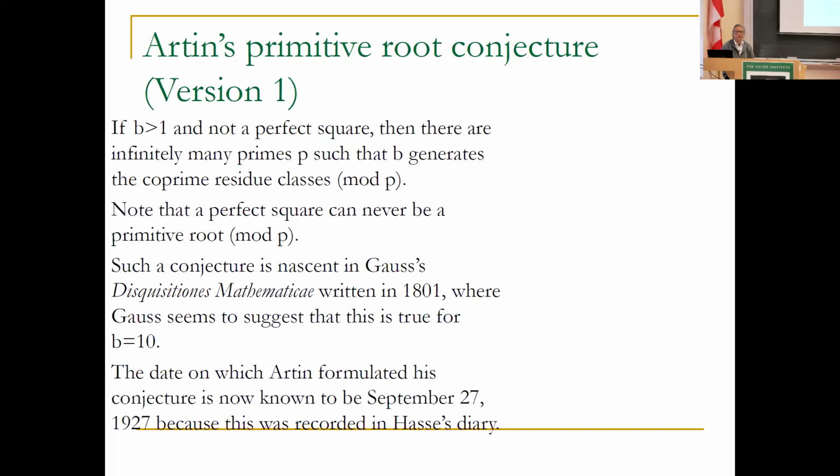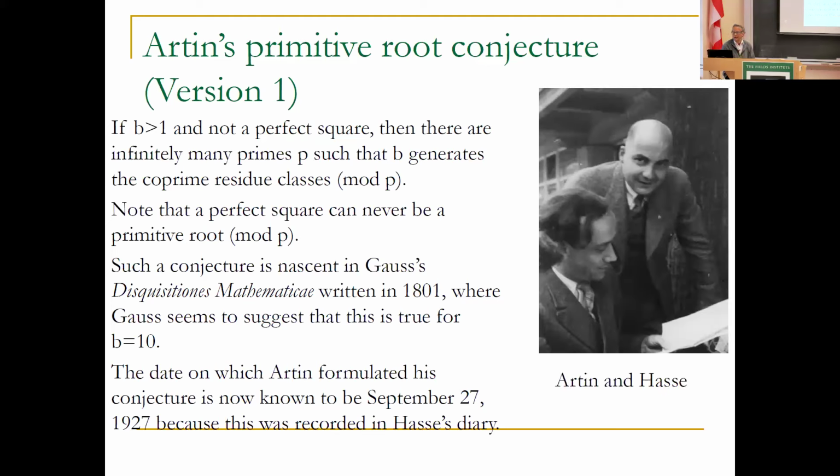The first person to write a formal conjecture is Artin. And the date on which Artin formulated his famous conjecture is September 27, 1927, because this was apparently recorded in Hasse's diary. It was such a grand conjecture that Hasse recorded it in his diary. The story of Hasse and the Artin conjecture is another story for another day. I won't be able to get to it, but I will certainly flash this picture so that you see Artin and Hasse. And this goes back to 1927.